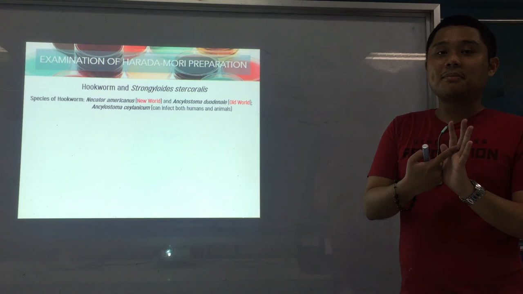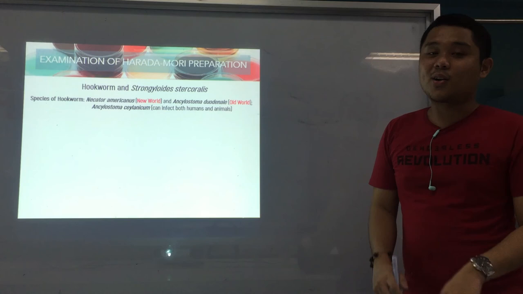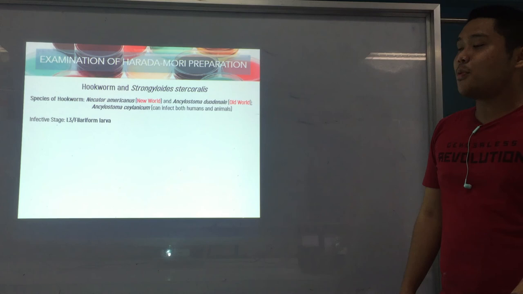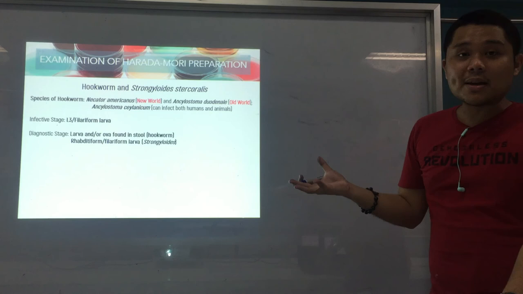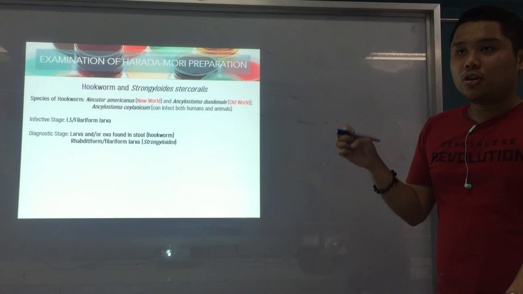Creeping eruptions or your cutaneous larva migrans, right? Okay, and again, as mentioned, the infective stage of both of them is your L3 or filariform larva. Diagnostic stage is larva and or ova for hookworm. But for strongyloides, it's usually the rhabditiform or the filariform larva. Why? Because again, your strongyloides eggs are rarely found there. Usually for strongyloides, what you can see in the stool sample are the larva.